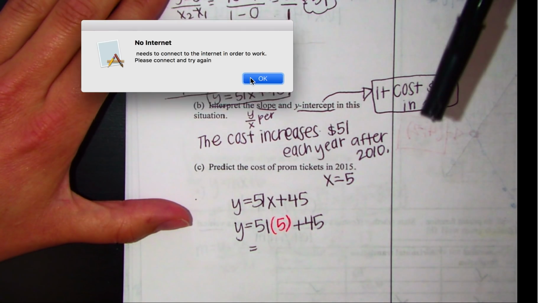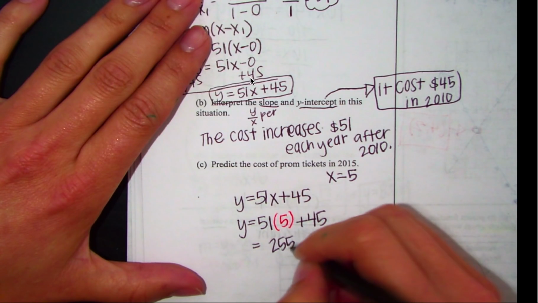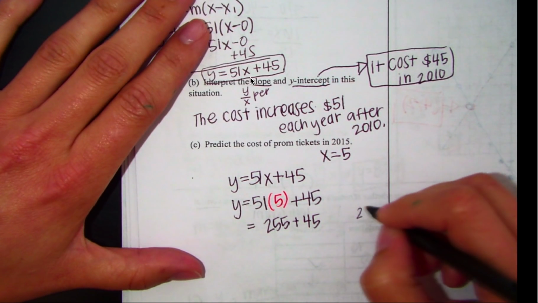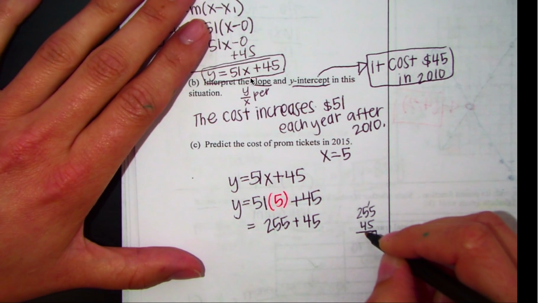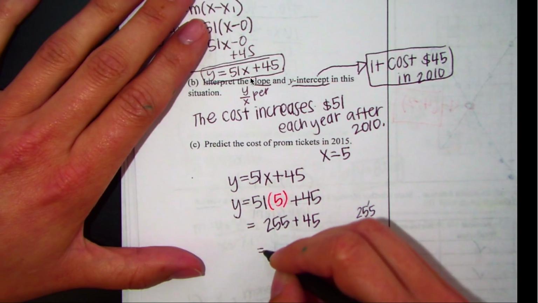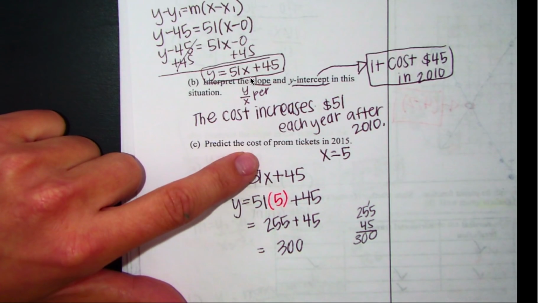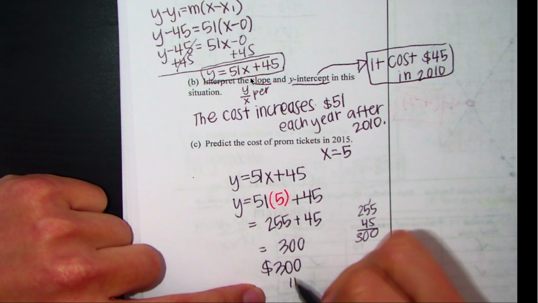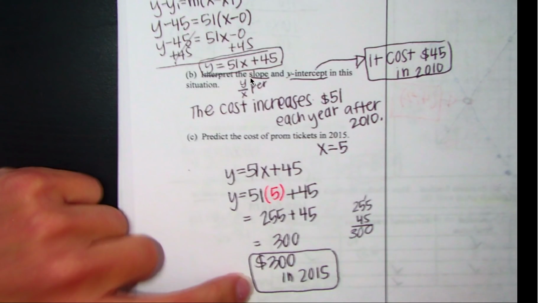51 times 5 is 255. 255 plus 45. Maybe we could show that work. And I get 300 as my answer. So predicting the cost of prom tickets in 2015 would be $300 in 2015 if we were to use that equation.